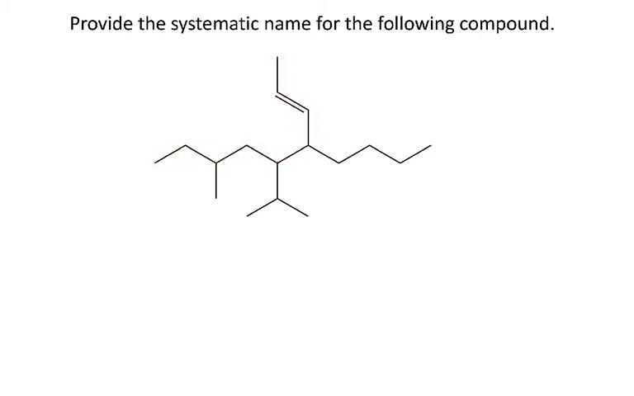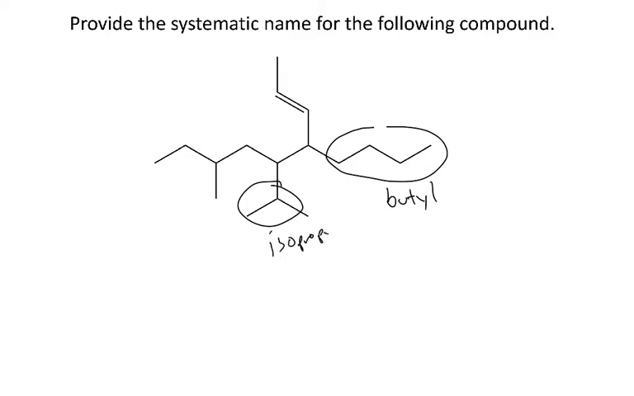Then the other substituents. I have a substituent here. This is a 4-carbon substituent, so this would be a butyl group because they're all in a straight line. It's simply butyl. Then I have an isopropyl.